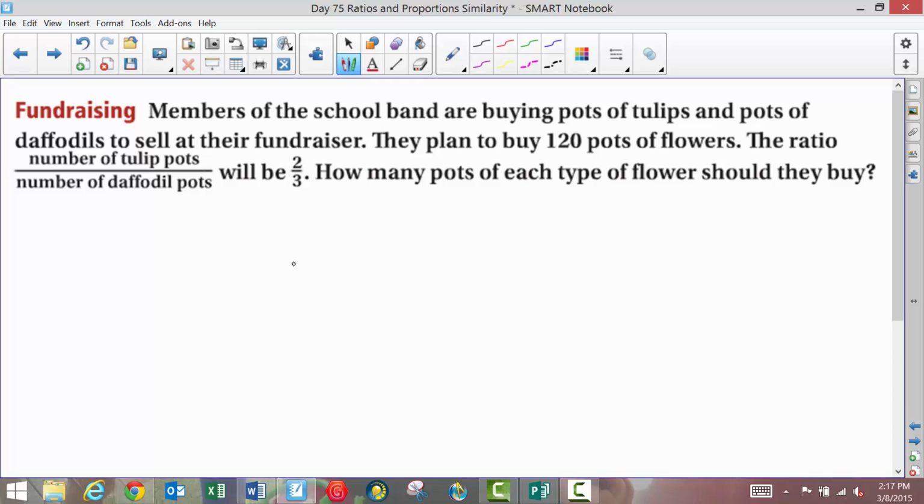So I know that the tulip pots plus the daffodil pots has to equal 120 pots. But I know the ratio is in the form of 2 to 3. That means for every 2 tulips, they have to buy 3 daffodils.